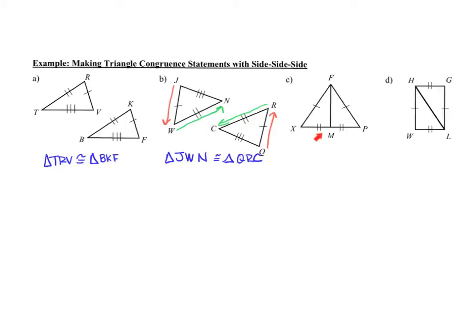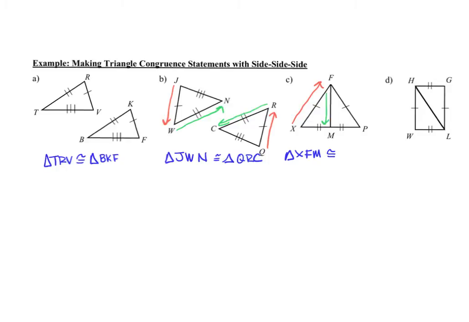Let's take a look at letter C. This triangle on the left-hand side just looks like it was reflected over, and they are sharing a common side right here. So if I'm trying to name the triangle, let's say I'm going to start in this bottom corner and go towards F. So that means I would have triangle XF, and then I would go down towards the M.